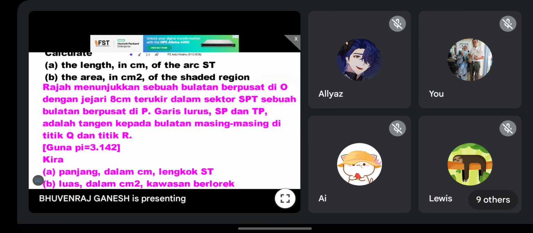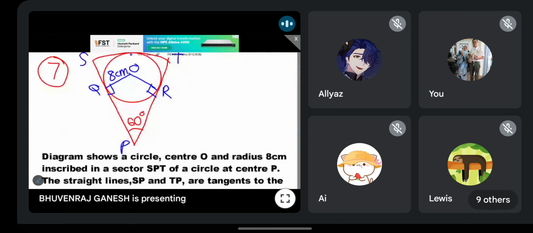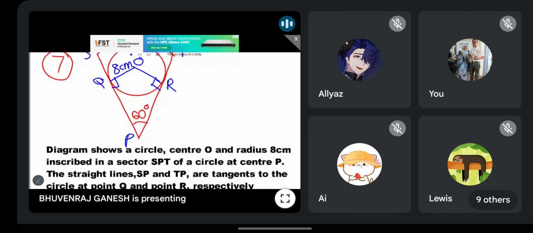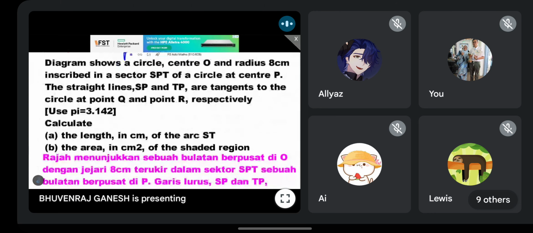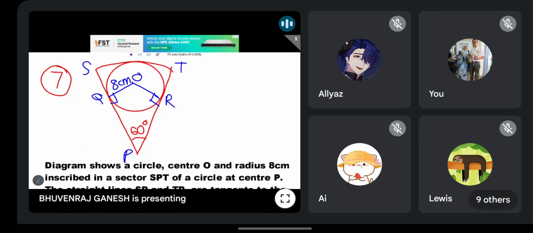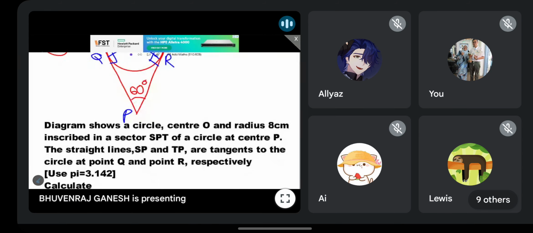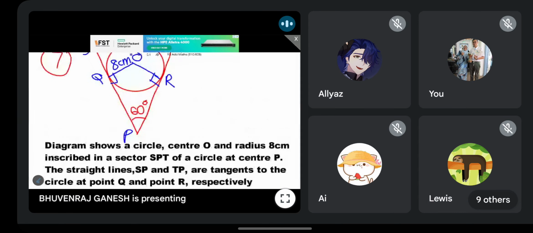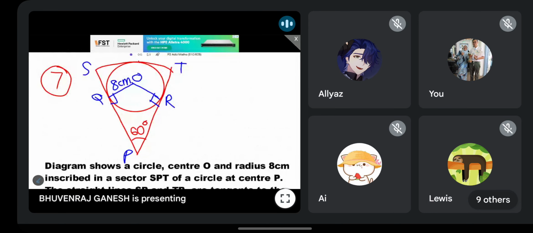Okay, so let's look at the diagram. If you look at the question, the question doesn't actually give much info. Only 8 cm they give you, which is already labeled. So now guys, first question, they ask you length of arc ST. Panjang lengkok ST. So guys, this one you must know a lot of property. So listen up. They want you to get this length.